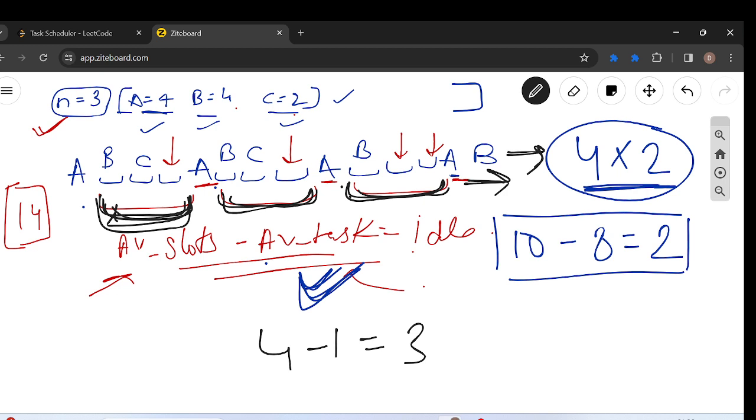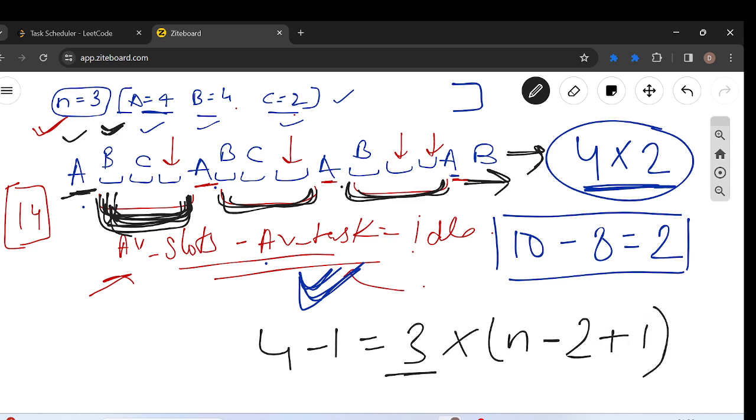So our available slots will be m minus 1, like 3, into the smaller gaps, which are n minus the count of how many times the maximum frequency is occurring, like B, A, 2. But we can see that A, in our big gap, we are not considering A, it's coming before this big gap, so we will add 1 here for this first element. Okay, so n is 3, so our available slots will be 3 into 3 minus 2, 1, plus 1, 2, and it will be 6.